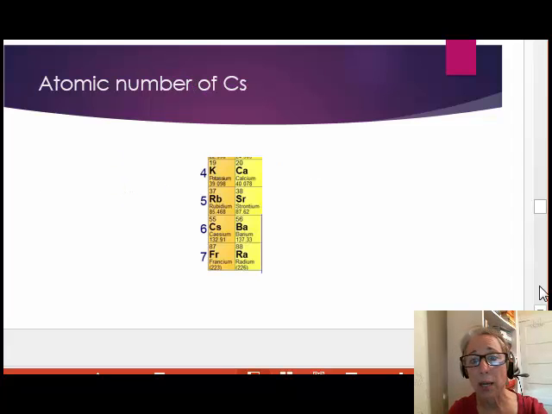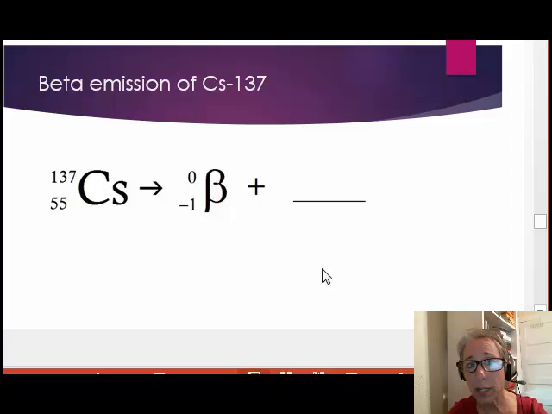To write the equation for the beta emission of cesium-137, we need its atomic number. Cesium is an alkali metal, and its atomic number is 55. On the left-hand side of the symbol, we write the mass number, 137, on the top, the atomic number, 55, on the bottom, and directly to the right, the elemental symbol of cesium, capital C, lowercase s. Then we write an arrow and the symbol for the beta particle with a mass number of 0 and an atomic number of -1. I also place a plus symbol and a line where I'll fill in the symbol for the isotope produced.